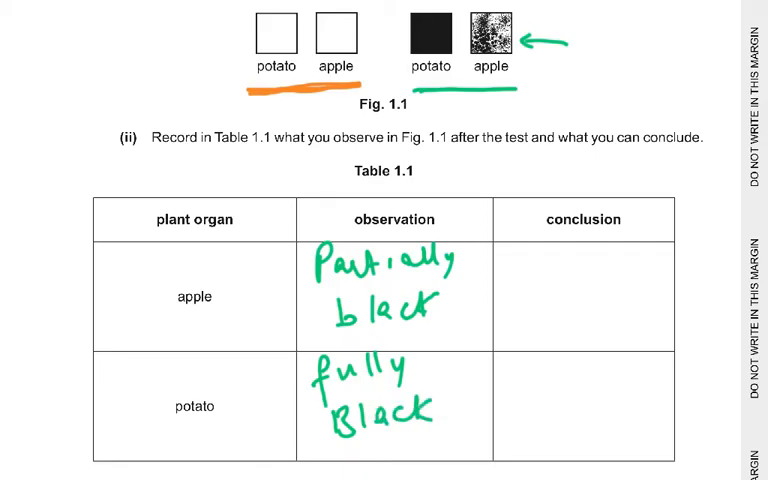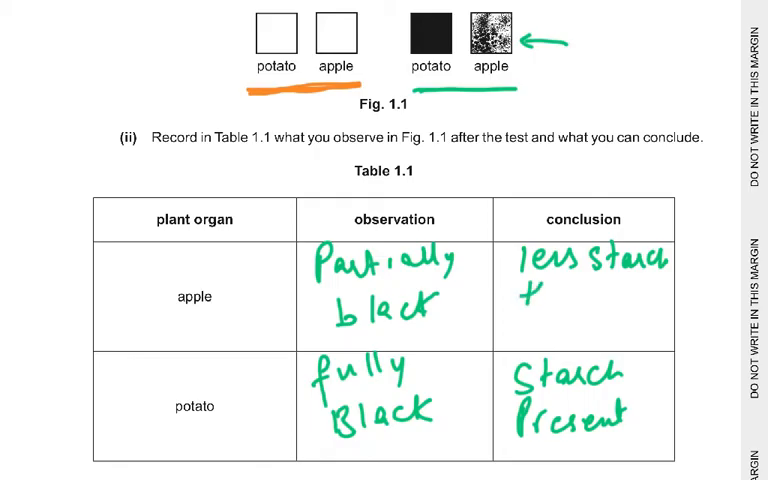Like so, what is the conclusion? Less starch than potato. And starch present. So less starch than potato, or what could you have said? A bit of starch, some starch. Could have said any of those things. Less starch, you could have said. You could have said less starch than potato, bit of starch, some starch, small amount of starch.